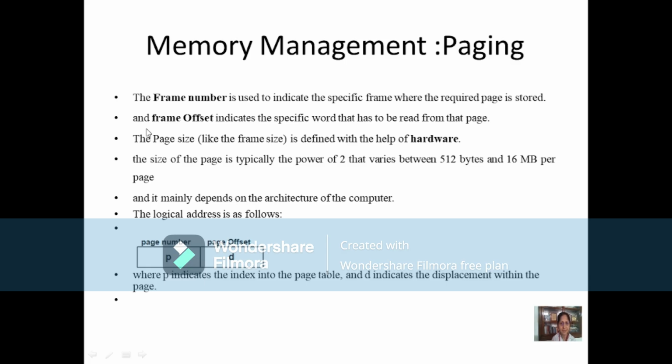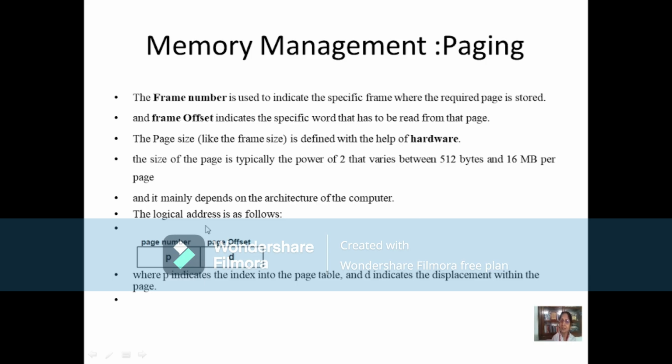Now what about the page size? What should be the page size? The size of the page is typically a power of 2, and this size varies between 512 bytes to 16 MB per page. Actually, the page size mainly depends upon the architecture of the computer.